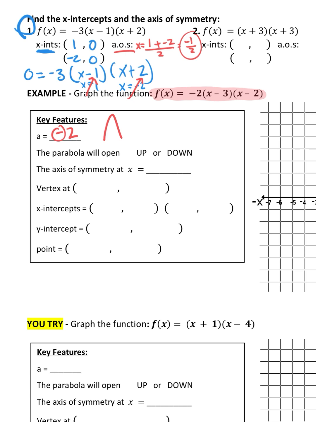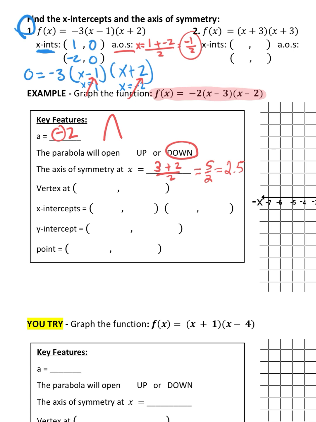And the axis of symmetry, well, we can calculate that just based on this factored form. We can do 3 plus 2 over 2. So that's going to be 5/2, or to make you more comfortable, if you don't like fractions, that's 2.5.